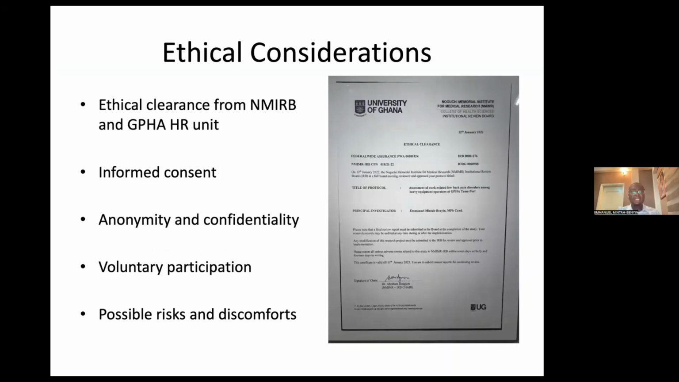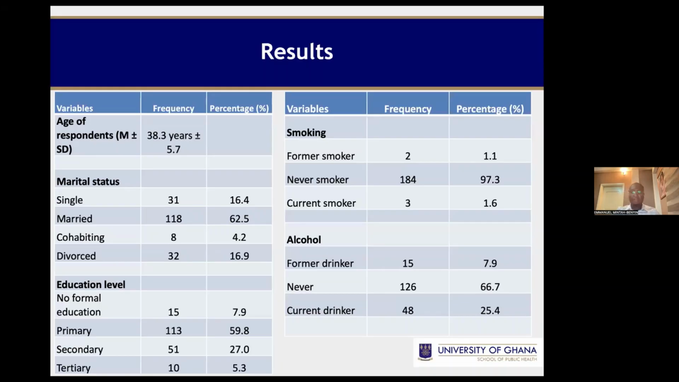Ethical consideration: ethical clearance was obtained from the Noguchi Memorial Institute for Medical Research Board and the GPHA HR unit. Informed consent was obtained from all participants, and the anonymity and confidentiality of participants were assured. It was voluntary participation, and participants were allowed to drop out at any point of the study. Possible risks and discomfort were also discussed with all participants.